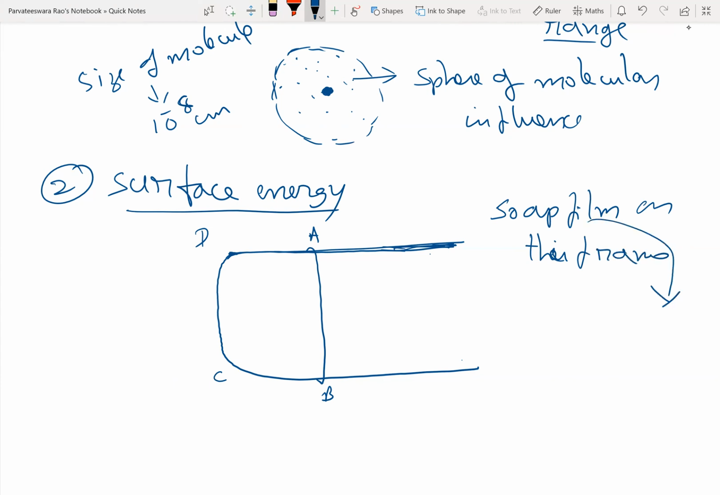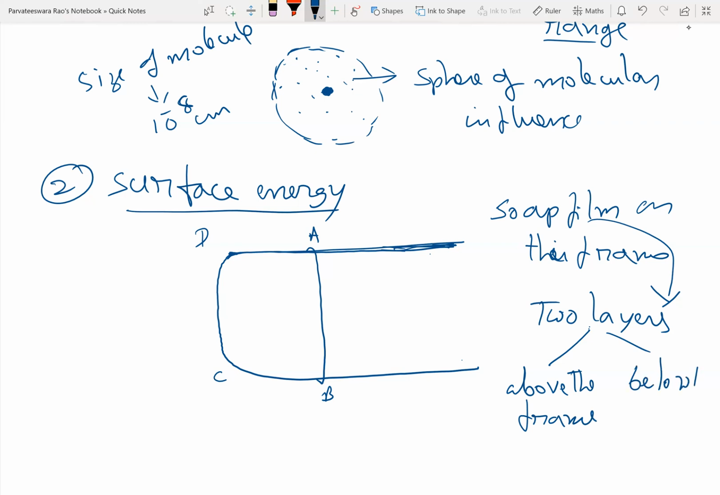So this film will have two layers. One will be above the frame. The other one is below the frame.